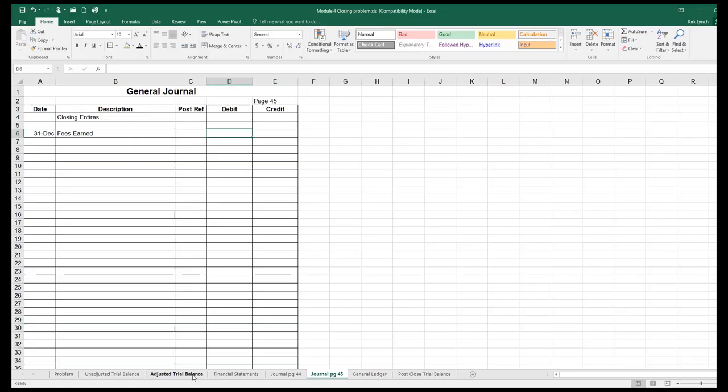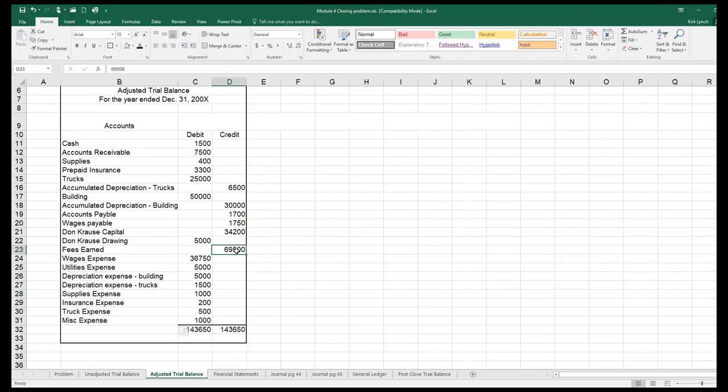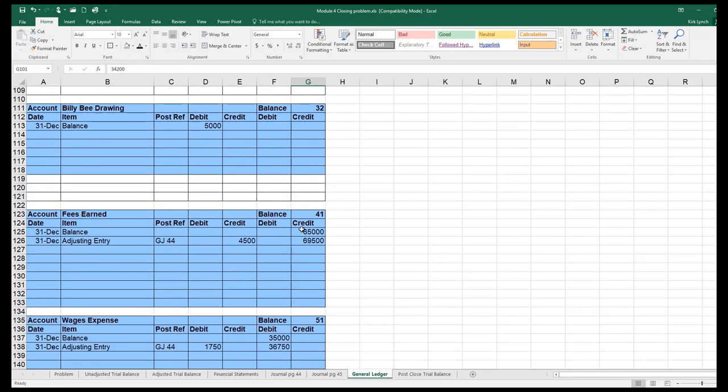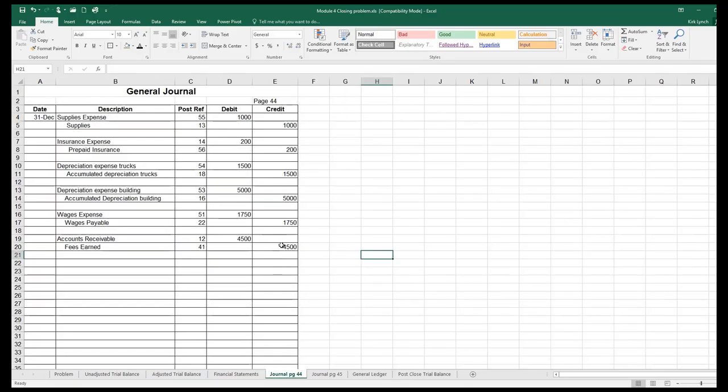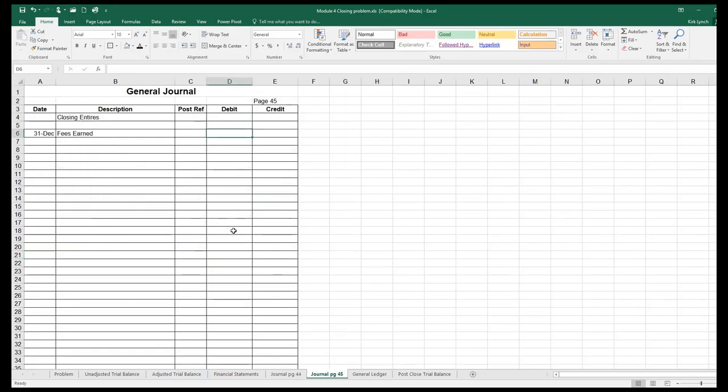And I can get that one of two places: on my adjusted trial balance right there, or in my general ledger. Fees earned is down here, and right there, 69,500. And so 69,500 is the amount of our debit. And that's the only debit we have in this particular company for their closing process. The rest of these are to credit the expense accounts.